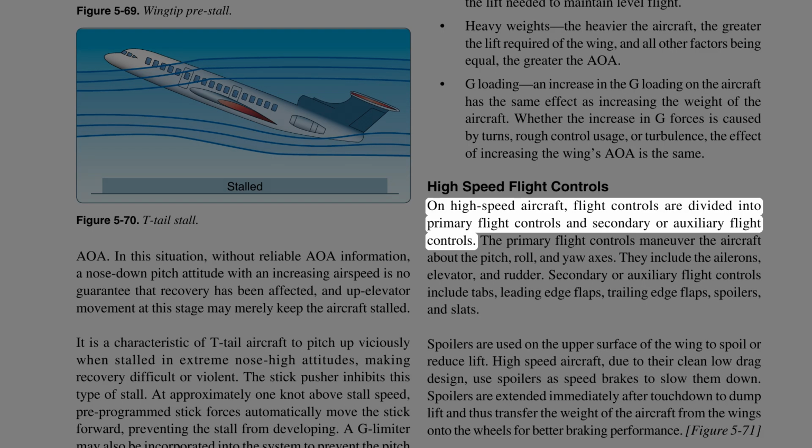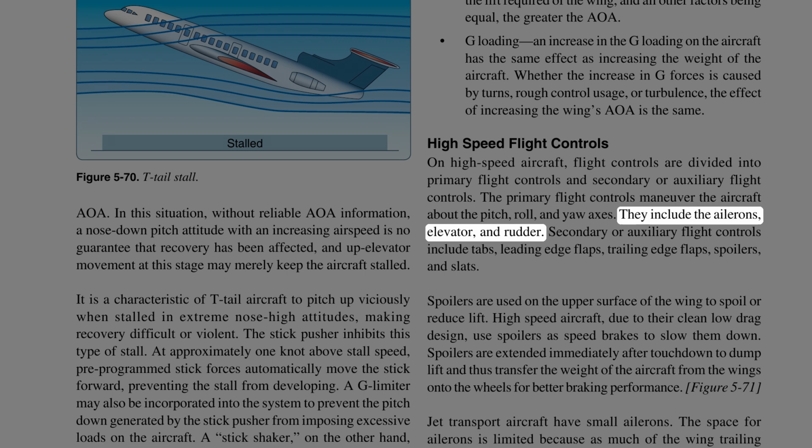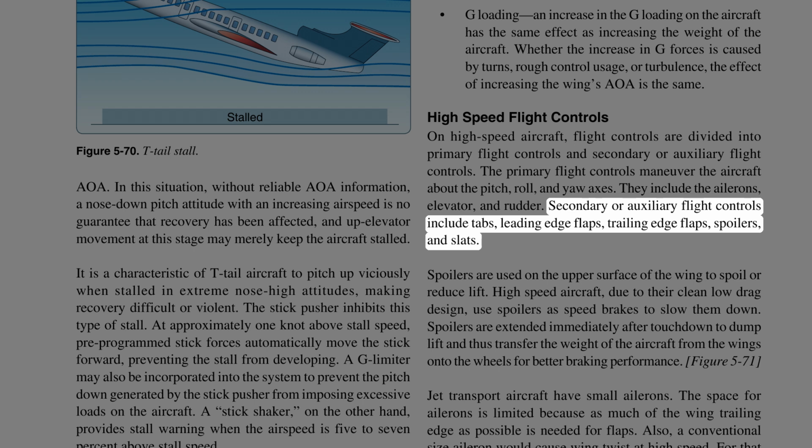High-speed flight controls. On high-speed aircraft, flight controls are divided into primary flight controls and secondary or auxiliary flight controls. The primary flight controls maneuver the aircraft about the pitch, roll, and yaw axes. They include the ailerons, elevator, and rudder. Secondary or auxiliary flight controls include tabs, leading edge flaps, trailing edge flaps, spoilers, and slats.